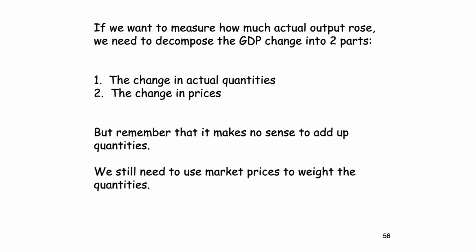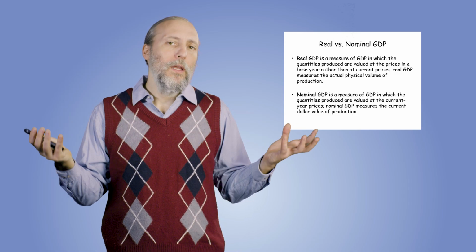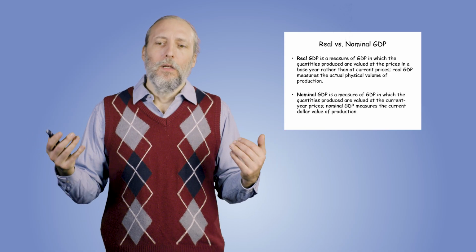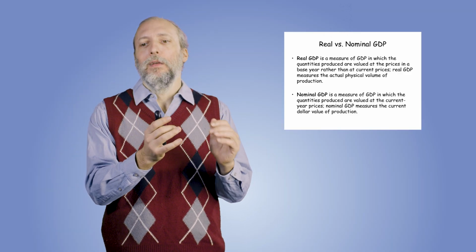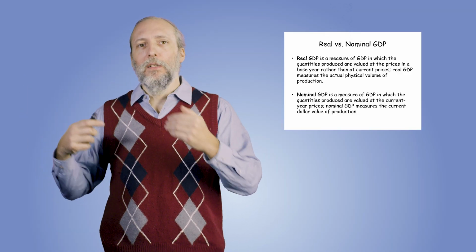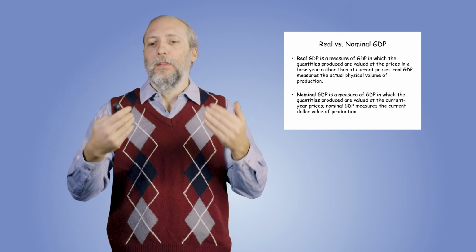Essentially, we do that by keeping the prices fixed, and this leads to a definition of real GDP. Real GDP is a measure of GDP in which the quantities produced are valued at the prices of a base year rather than at current prices. That means we choose the prices from one year and call that our base year, and then we look at the value of production at the prices of that base year, so that we know any changes in real GDP are due to an increase in production and have nothing to do with a price effect.